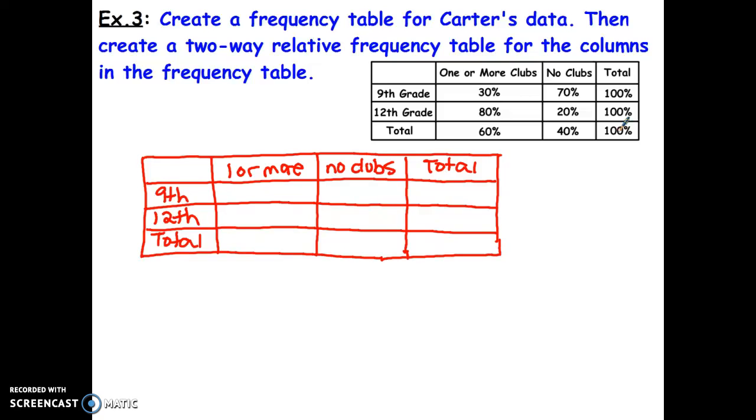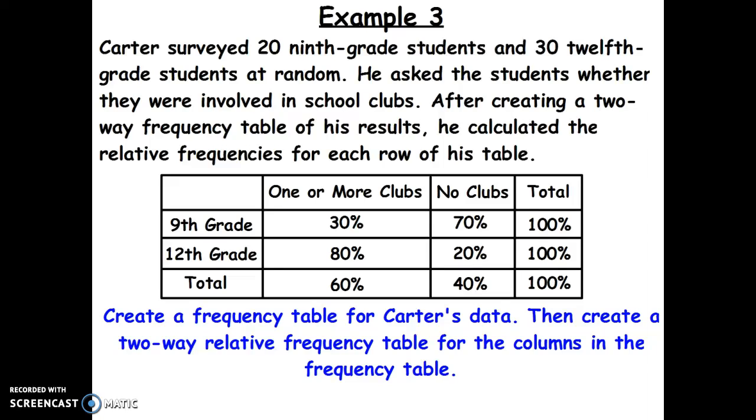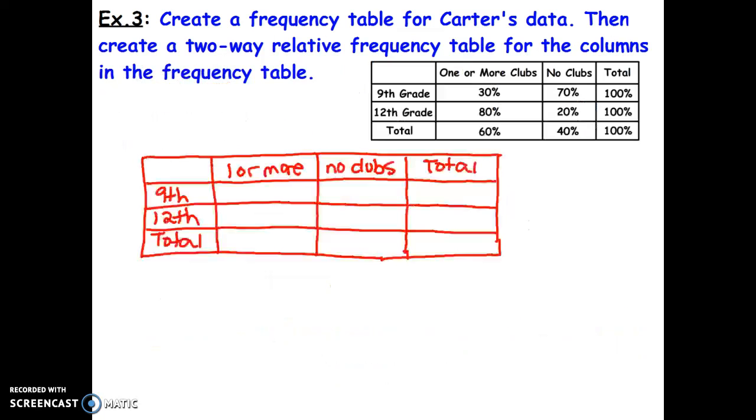So I'm going to go back to my information. I see that he surveyed 90 ninth grade students and 30 12th grade students. That information is important. So how many ninth grade students did we have? We had 20. How many 12th grade students did we have? 30. And that's just the information that we were given in the problem. So 30 plus 20, that means there were 50 total. Now we're going to have to figure out the numbers within here based off of these percentages.